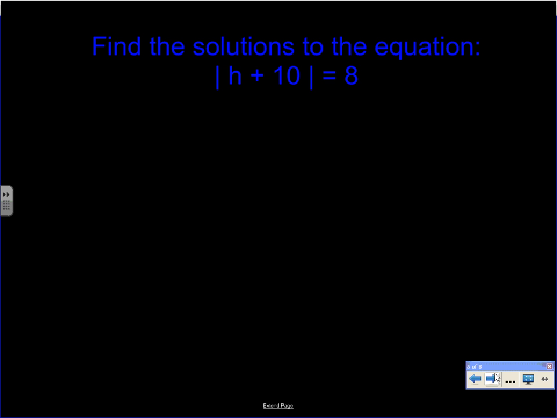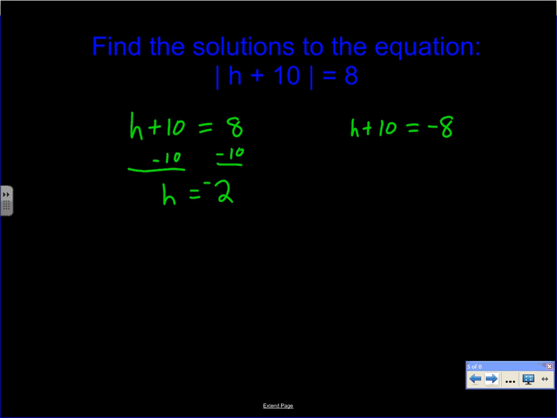All right, so let's look here. We have the absolute value of h plus 10 is equal to 8. So we know that whatever's in the absolute value must equal a positive 8, and whatever's in the absolute value must equal a negative 8. And we solve. The opposite of adding 10 is subtracting 10. So we get a negative 2 there. h is equal to negative 18. So there are your two answers: h is equal to negative 2 and negative 18.